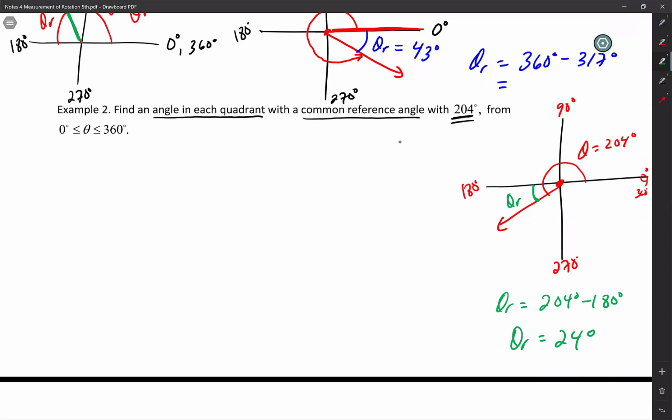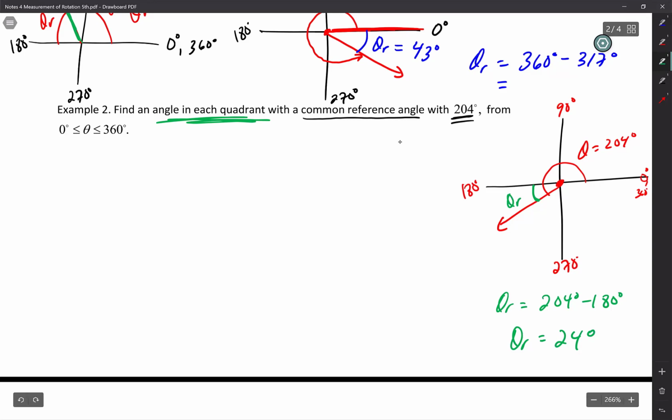Look what they're telling me. It says find an angle. They want an angle. Really, I should have put angles, but it says in each quadrant, so I guess it reads okay. So I think Ms. Grajeda would approve of this. Find an angle in each quadrant. So they want that 24 degrees as a reference angle in quadrant 1, in quadrant 2. In quadrant 3, I don't have to worry about it because I already have it, but I'm going to give it to them anyways, and quadrant 4.